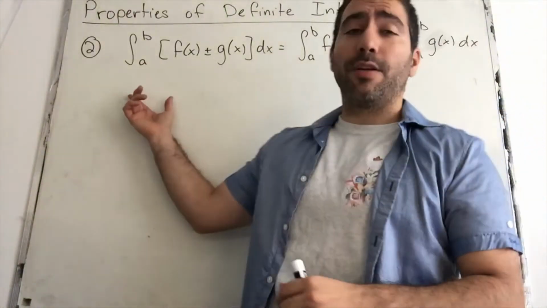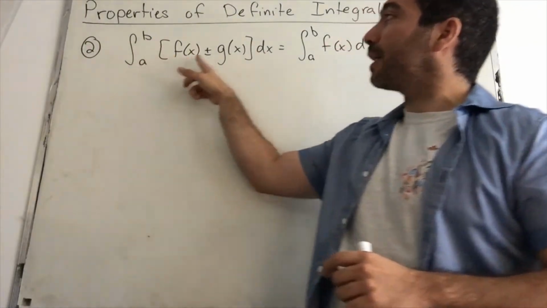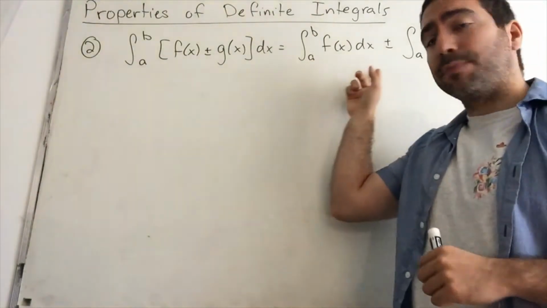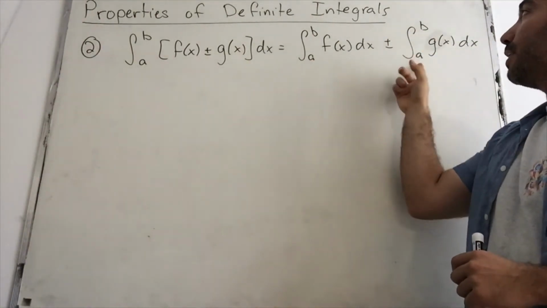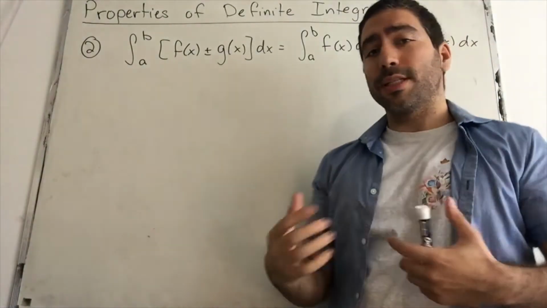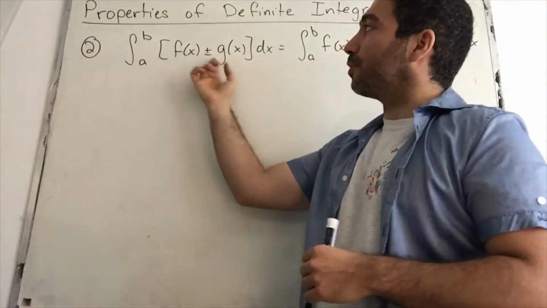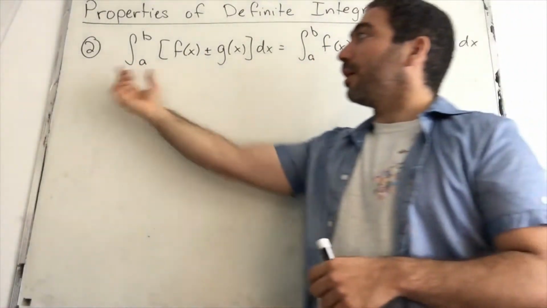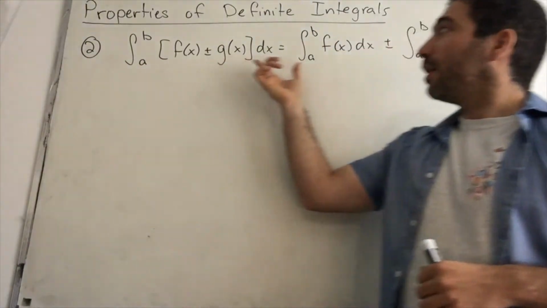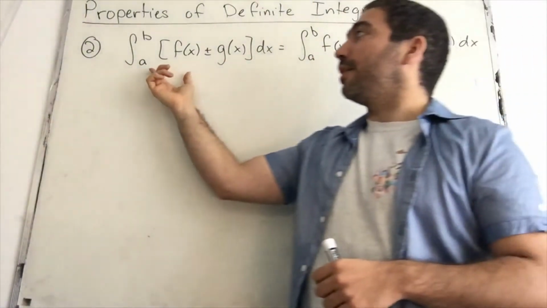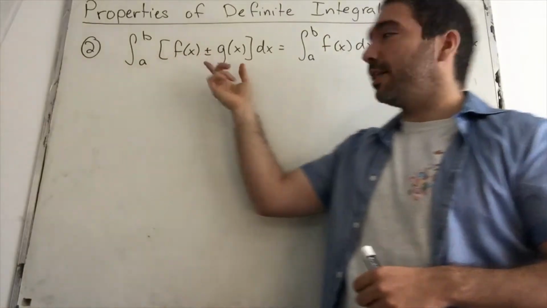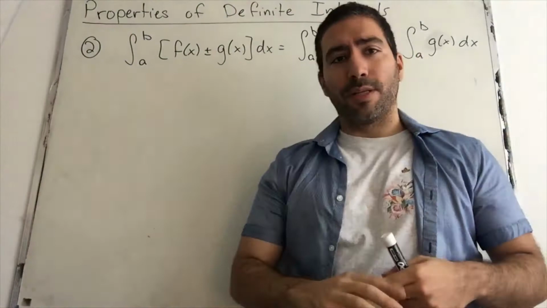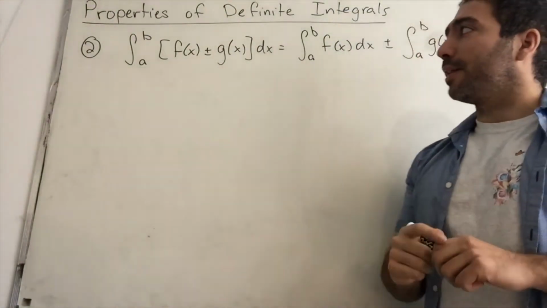So in this next property over here, we have the integral from a to b of f of x plus or minus g of x dx is equal to the integral from a to b of f of x dx plus or minus the integral from a to b of g of x dx. So what this is saying is if you have an addition or a subtraction of two functions, then you could essentially take the integral of each term individually. Or in other words, the integral of the sum is equal to the sum of the integrals, or the integral of the difference of two functions is equal to the difference of the integrals of those two functions. Okay, so we've seen this with limits, we've seen this with derivatives, so the same idea holds.